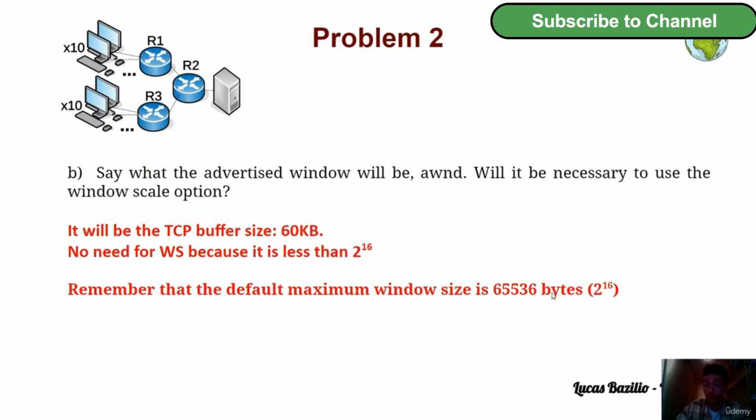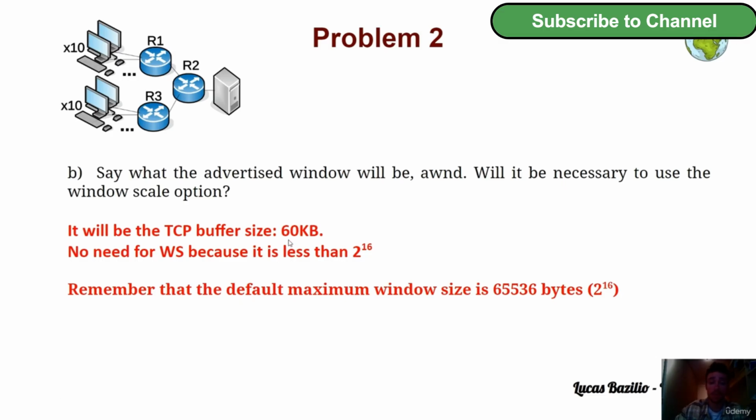So if our window is greater than this size, we will use Windows scale. Otherwise, there will be no need, since if it is smaller, the default window size provides sufficient granularity for flow control and efficient data transfer. And this is precisely our case. The Windows scale will not be needed because the advertised window is 60 kilobytes, which is a value less than 2 raised to 16 bytes.